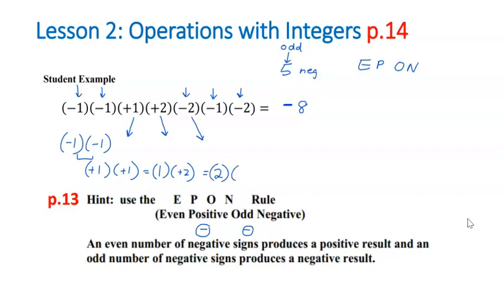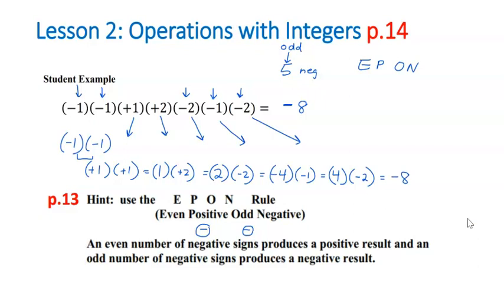Positive 2 times negative 2, signs are different. This is going to be a negative 4. Bring the next one down. Negative 4 times negative 1, signs are the same, changes to positive 4. And the last one I bring is a negative 2. Positive 4 times negative 2 is negative 8.